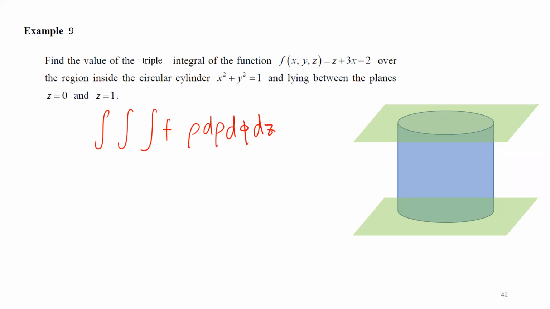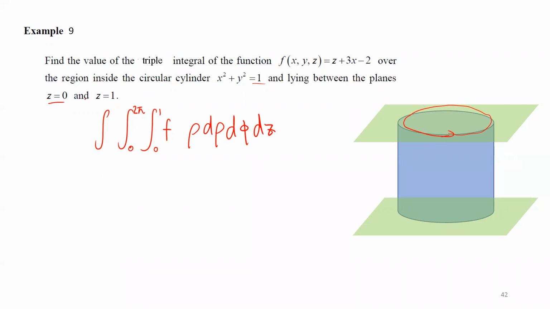Because I'm considering a cylindrical region of radius 1, that's why my rho goes from 0 to 1. And because it's a full cylinder, I need to go the full circle, so that's why my phi limit is from 0 to 2 pi.